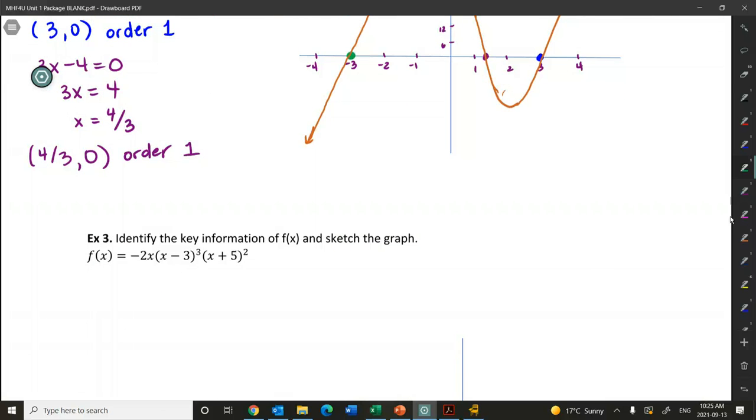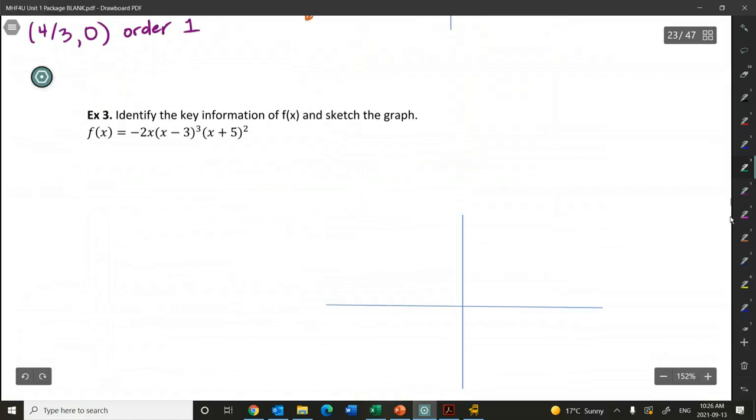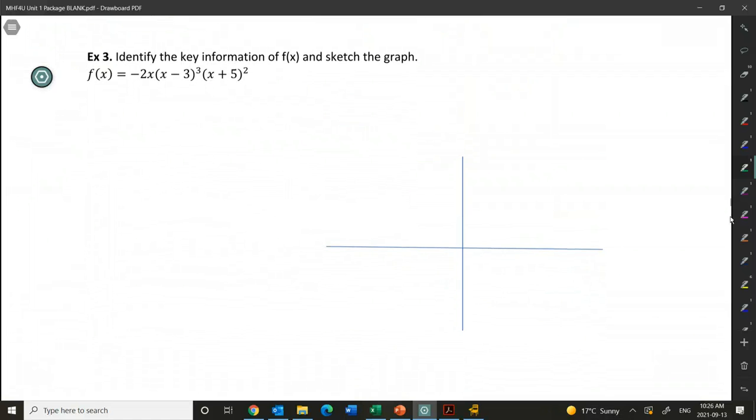All right, we are going to try one more of the graphing here. Identify key information, sketch the graph. This is in fully factored form for us already. We don't have to do any factoring on this one. I have all the brackets, the exponents are on the outsides. I have a single negative 2x here, so I can find degree, leading coefficient, I can find the intercepts as it is.